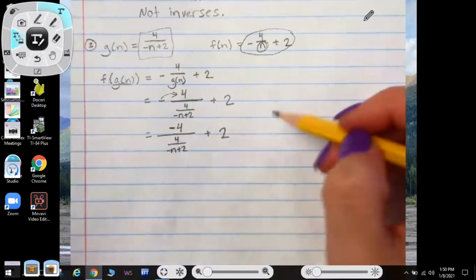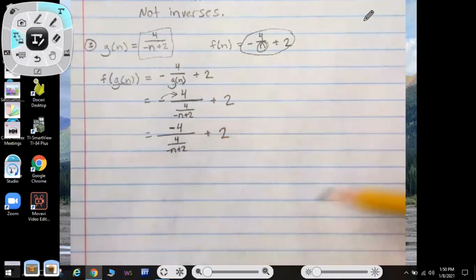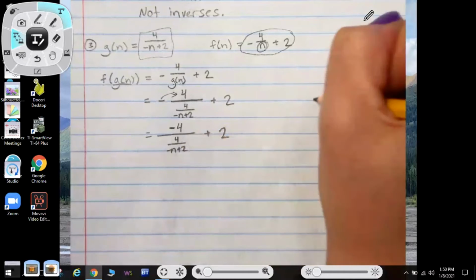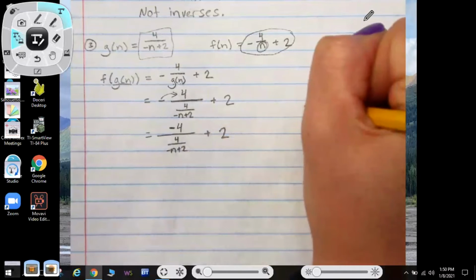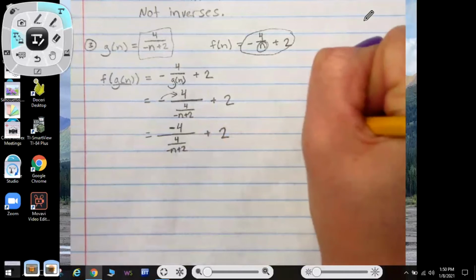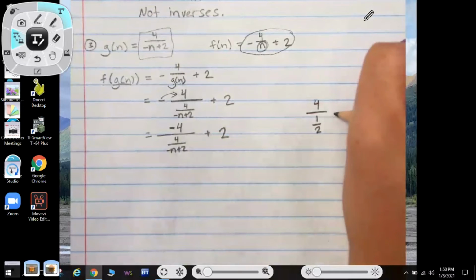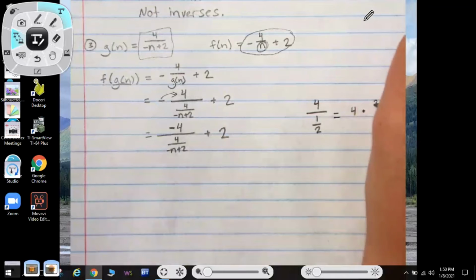Okay, let me show you a trick with dividing by a fraction. You guys don't have to write this, but if we had something like 4 over 1/2, so this is 4 divided by 1/2, we can write this as 4 times 2 over 1.